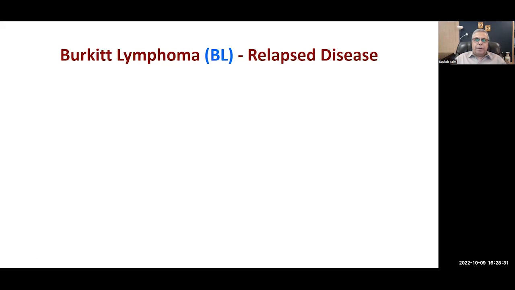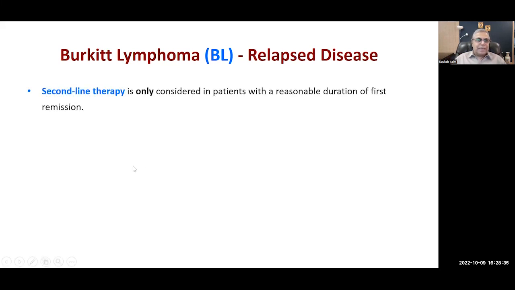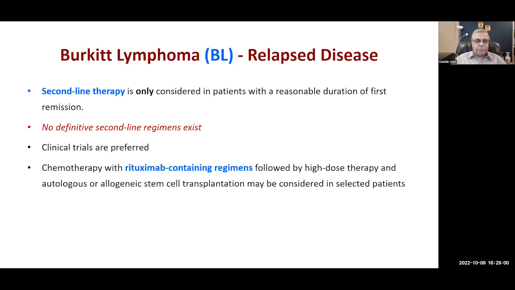Right. Now, Burkitt lymphoma, relapsed disease. Second-line therapy is only considered in patients with a reasonable duration of first remission. There is no definitive second-line regimen. And when we have no treatment, we advise the patient to go to clinical trials for new drugs, okay, that may or may not benefit them, but it's up to the patient, entirely the patient's choice. We have to get his consent.